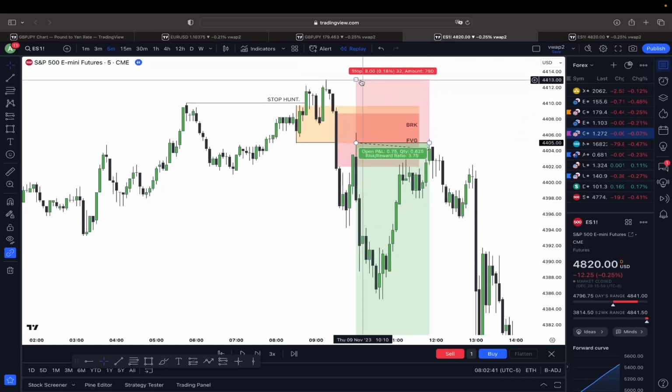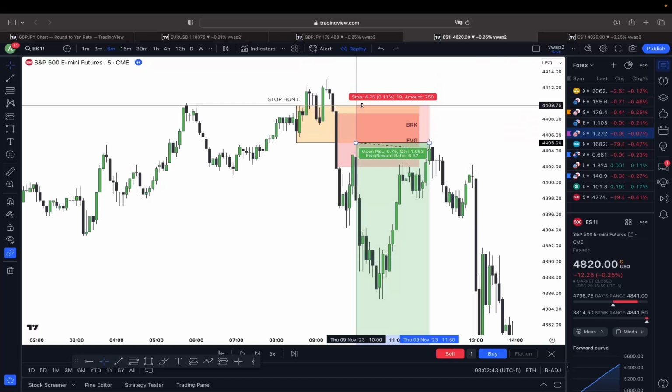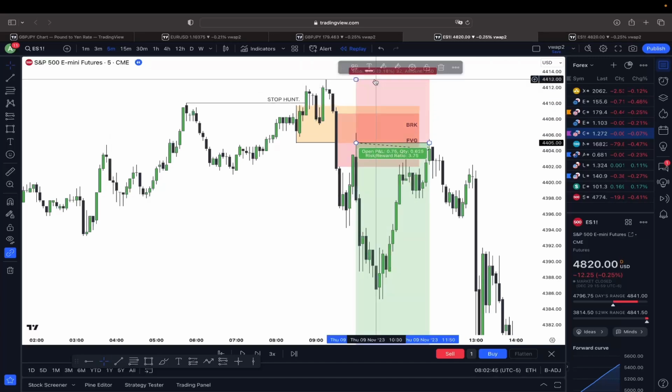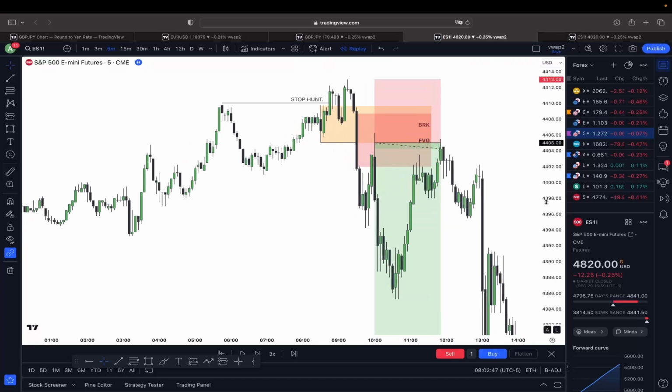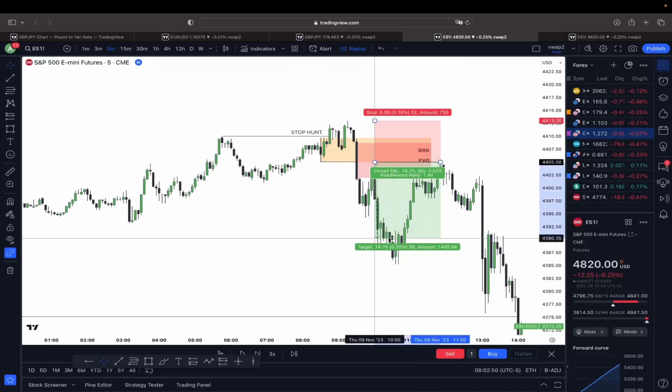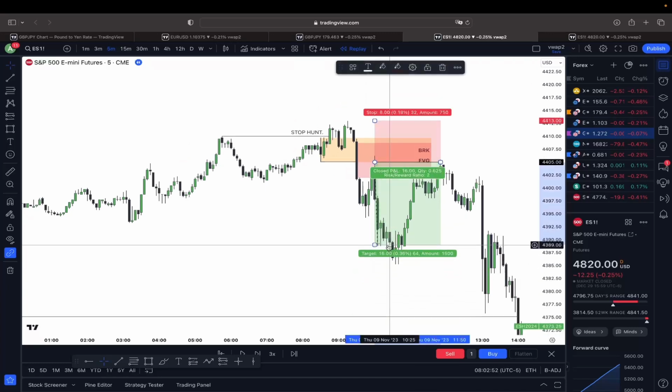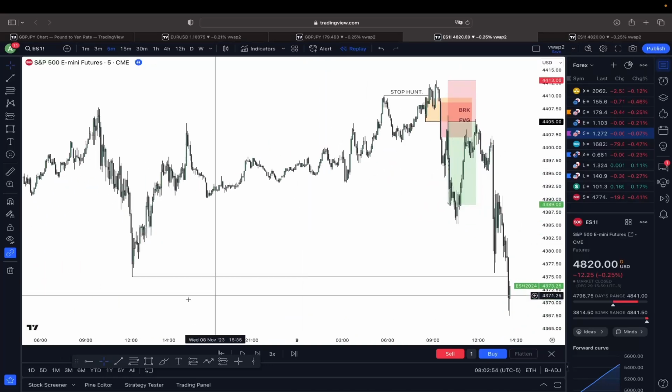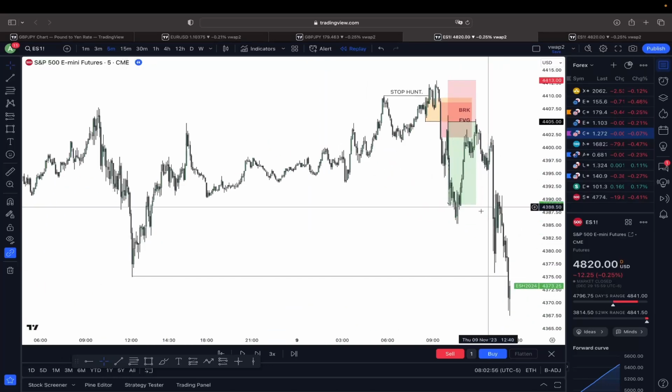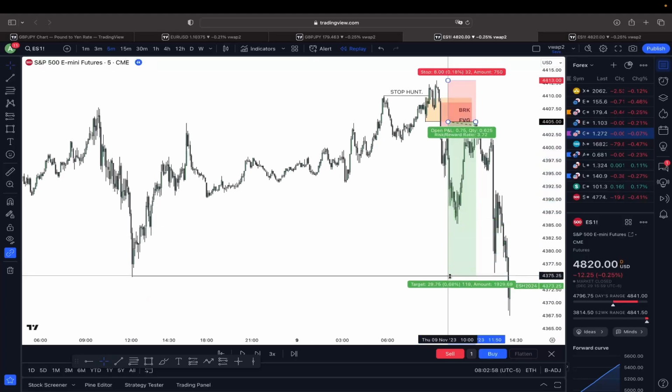We can either put our stop losses at the top of the fair value gap or the breaker block, or we can put it at the high. We can then target a 2 risk reward, which would have been hit, or we can look at a higher time frame draw on liquidity, like this low for example, which does get hit as well.